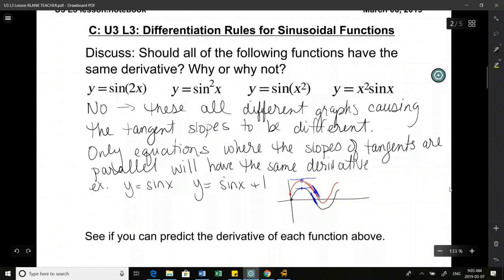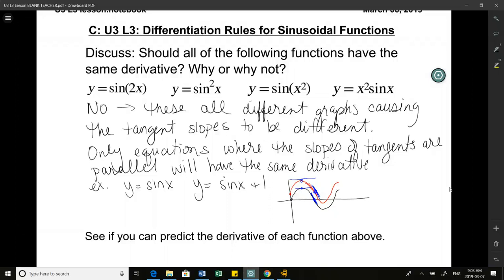Because the slopes of the tangents are parallel on these functions, they actually end up having the same derivative, because the tangents change at the same rate and the tangents are the same slopes at the same points. We already know that just by looking at sine x and sine x plus 1. Of course, we know the derivative of sine x is cos x, and for this one, we take the derivative of sine x, which is cos x, and the derivative of 1, which is 0. So those are going to be the same, even though they're different functions and different graphs.